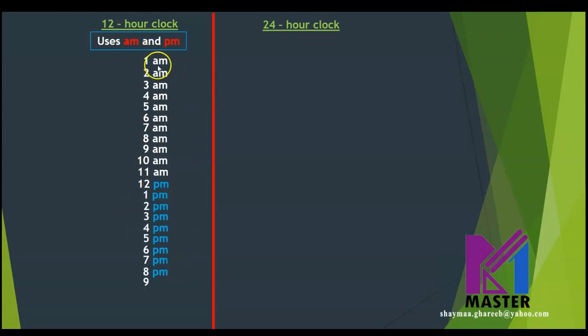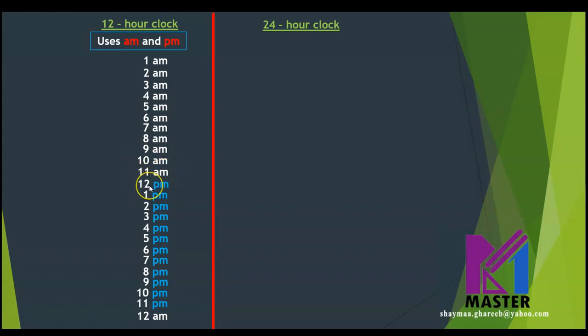Now look at this, 1 a.m. What does it mean? It's 1 o'clock after the midnight. This is the beginning of the day. It is the first hour in the new day. Then 2 a.m. means 2 hours after the midnight. And so on until, for example, 8 a.m., which means 8 in the morning. 11 a.m., 11 in the morning.